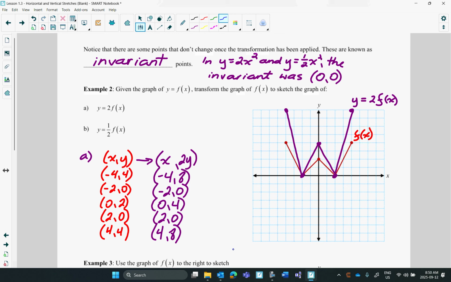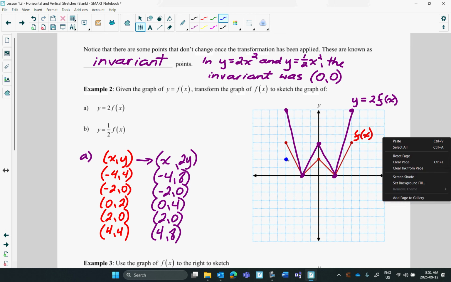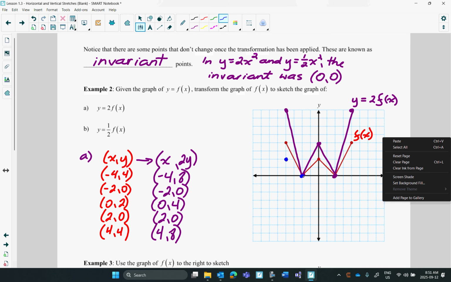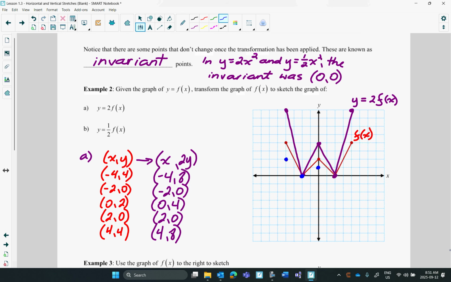So if we did it in our head using the graph, y value is 4. What's the new y value? Half of 4. Y value is 0. What's half of 0? 0. Y value is 2. What's half of 2? 1. Half of 0 is still 0. Half of the y value 4 is 2. And there's our new function. If we stretch it by a factor of 1/2, this is y equals 1/2 f of x.